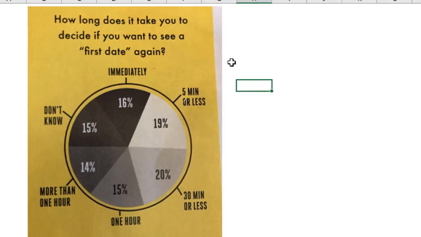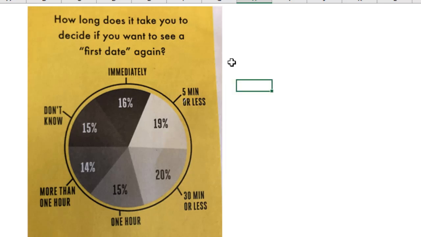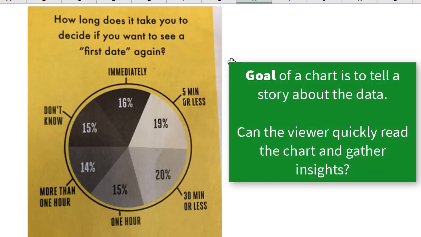However, the pie chart doesn't necessarily do a great job of telling the story about this data. I'm not going to say this is a terrible chart, but it is limited in the story it can tell. And of course, the goal of any chart is to tell a story about the data. That is, what does the data mean? And what's the quickest way we can explain that to the reader or the viewer?